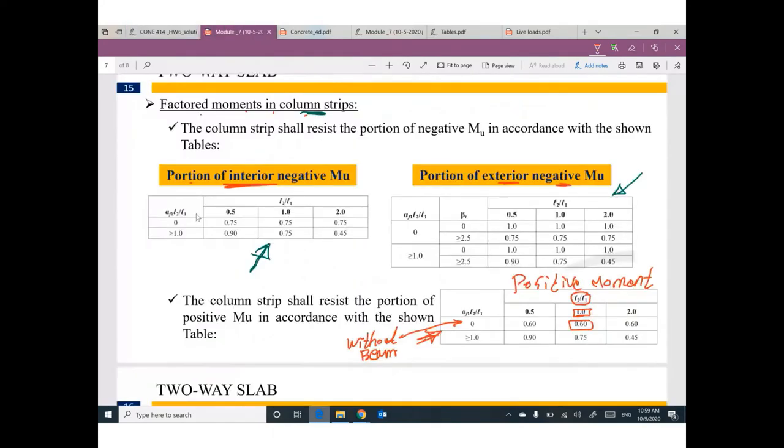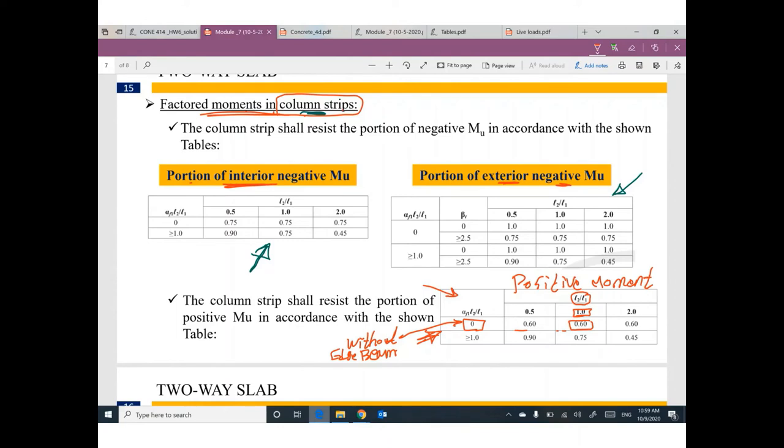Distribution of moment for column strip. This table, I'm going to start with the positive moment. This table is for positive moment. The first values are for without edge beam. L2 divided by L1 is 1. 22 divided by 22 is 1. So your factor will be 0.6.